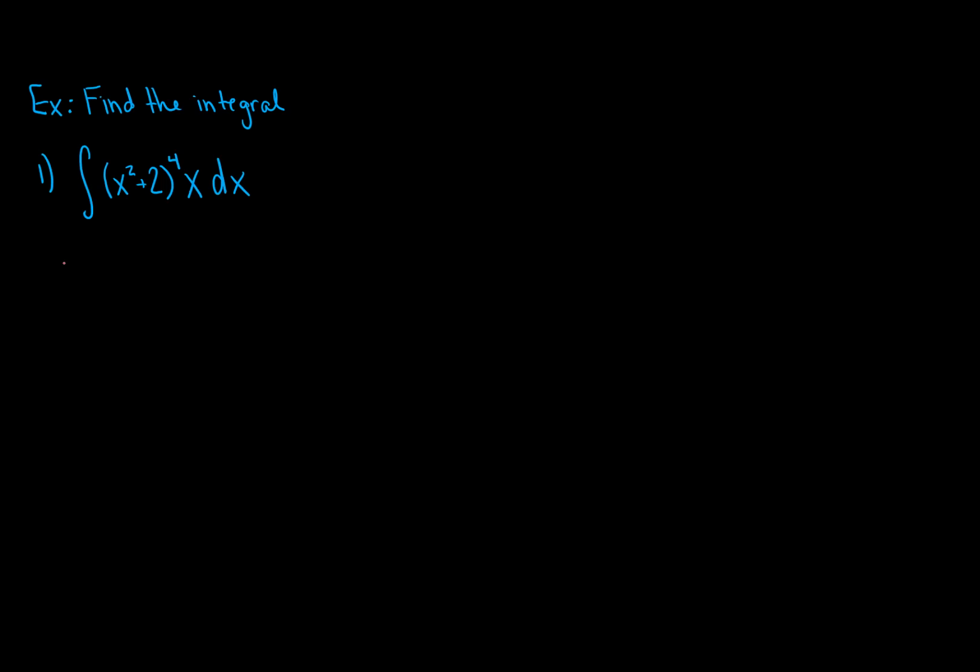With substitution, typically what we do is pick u to be the inside of something. Often u is the inside of the parentheses, or the denominator, or the radicand. But it's typically the inside, the denominator, the radicand, the argument.